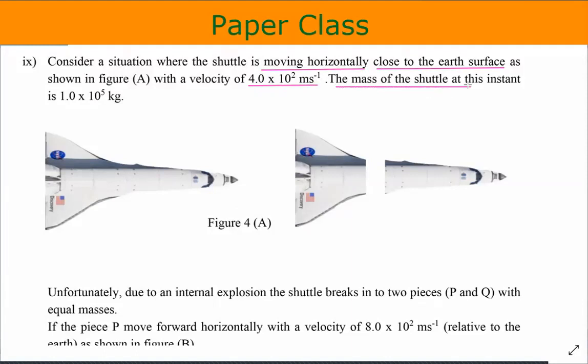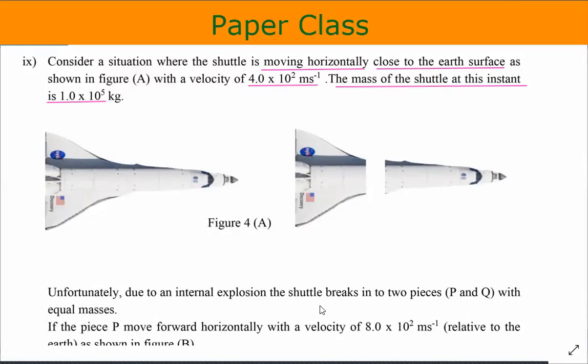The mass of the shuttle at this instant is 1 into 10 to the power 5. Why is the mass reduced here? Because it has traveled, its fuel is burned, so its mass is reduced. So they tell us a story. Unfortunately, due to an external explosion, the shuttle breaks into 2 pieces, P and Q, with equal masses. That's the point. If the mass of one piece is M, the mass of the other piece should also be M.